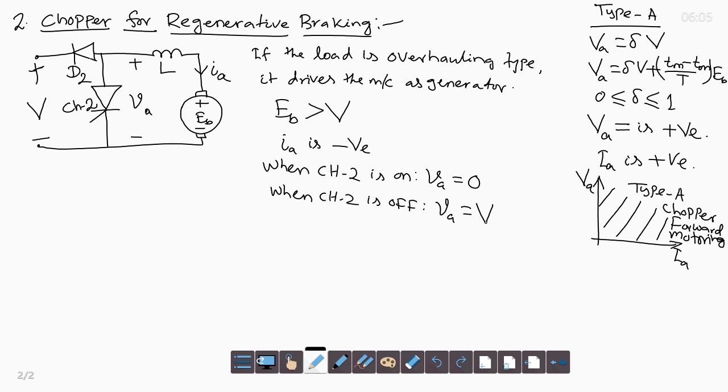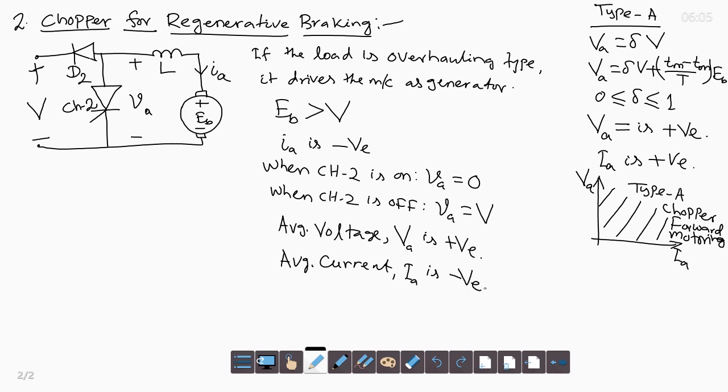So you have average voltage VA positive for this chopper and average current IA negative, because you see the convention of the positive current is like this. So the average current is negative. If you plot in the VI plane or speed torque plane, with VA the average voltage and this the average current, current is negative and voltage is positive. So this is the regenerative chopper operating in the second quadrant.